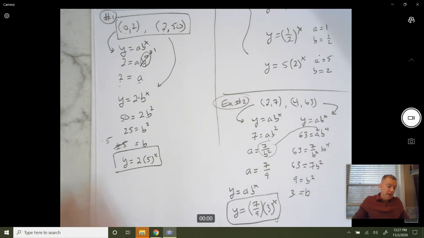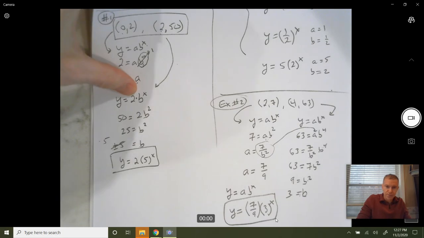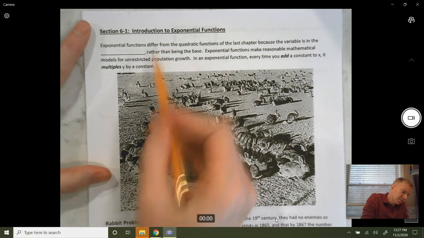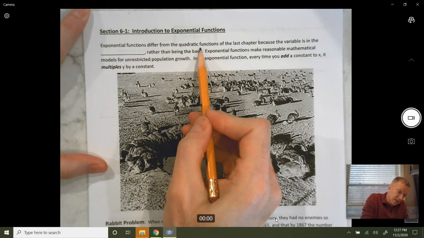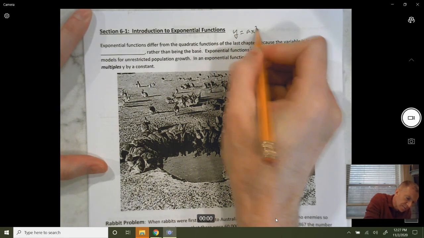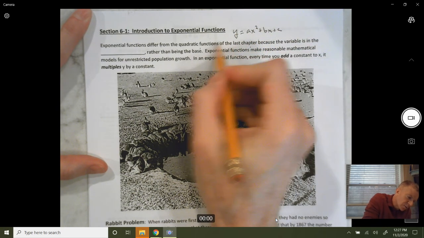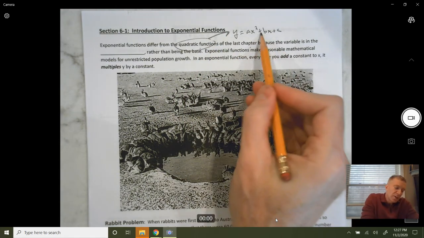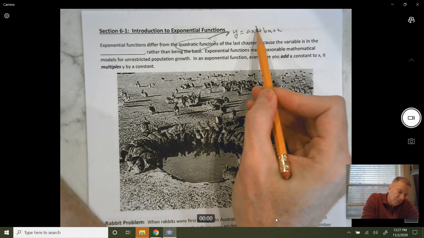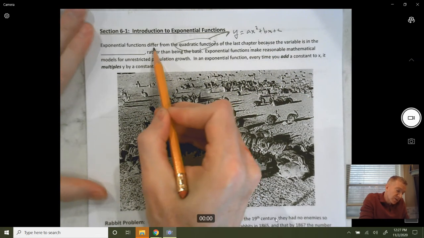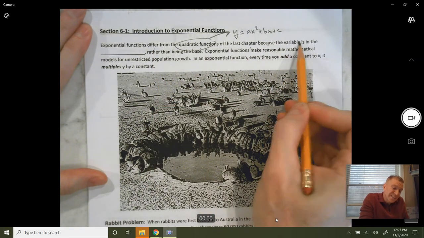Okay, now with that background, let's go back to that front page, this page right here, and talk about the rabbit problem. Exponential functions differ from the quadratic functions of the last chapter. Remember a quadratic function, something like y equals ax squared plus bx plus c. That was quadratic in standard form. Notice there were exponents, but your exponents were constants: the exponent was a 1 here, a 2 here, and a 1 here. Exponential functions differ because the variable is in the exponent.